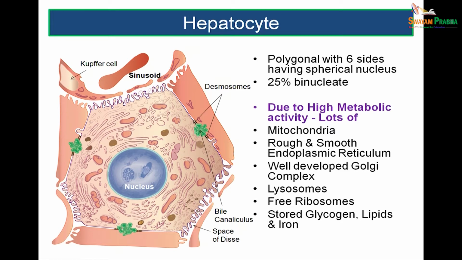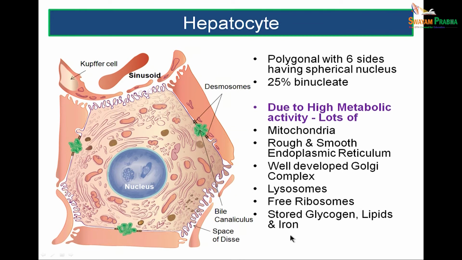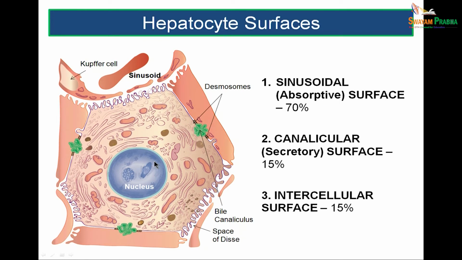Let's study the hepatocyte. Now, the hepatocyte is a six-sided cell. There is a nucleus in the center and it has a lot of organelles. Why do you think it has a lot of organelles? It has a high metabolic activity, so it will have a lot of mitochondria, endoplasmic reticulum, Golgi apparatus, lysosomes, and stored products like glycogen, lipids and iron. So, we have a hepatocyte here and it is filled with a lot of cell organelles.